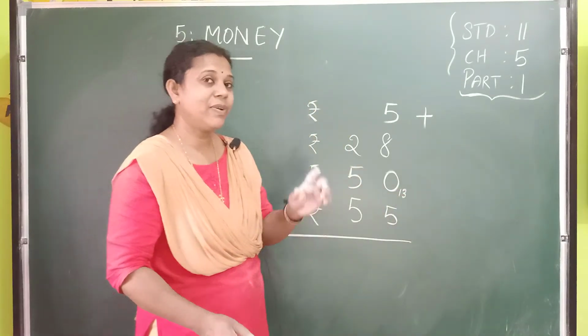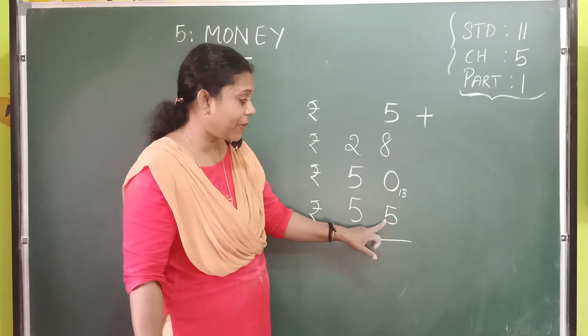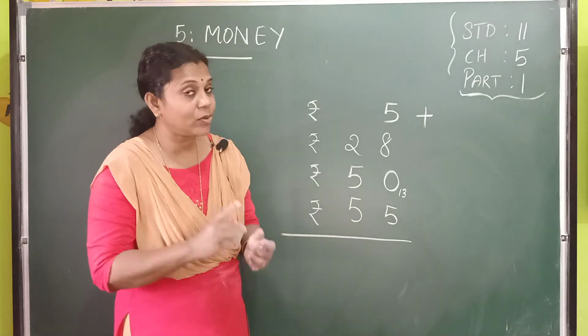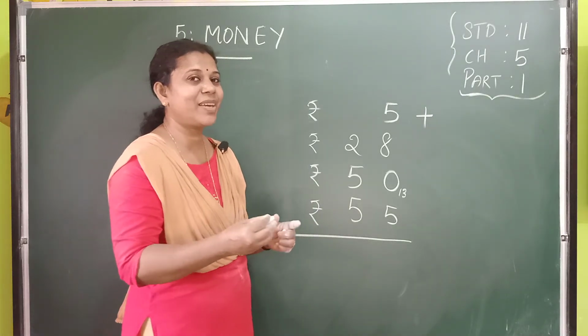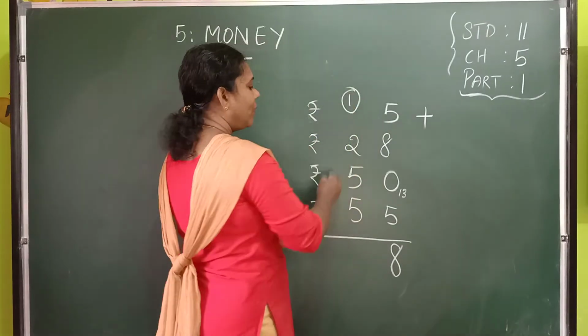Okay. It will help you in adding. 5 plus 8, 13. Then 13 plus 5. 13 in mind and 5 on fingers. 13 plus 5, what is it? The answer, 13 plus 5, is 18. 8 here, 1 here. Okay.